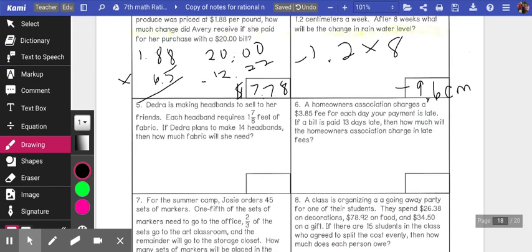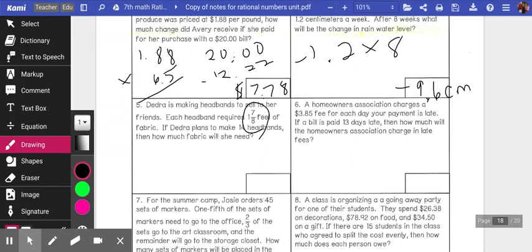Okay, next. Deidre is making headbands to sell to her friends. Each headband requires 1 7/8 feet of fabric. So almost 2 feet. If Deidre plans to make 14 headbands, then how much fabric will she need? So I always get rid of the fractions and think, if she was going to make 14 headbands and it required 2 feet per fabric, I know I would divide to find out that I need 7 feet of fabric. Wait, did I do that right? No, I'm sorry, not divide. I know I would multiply.